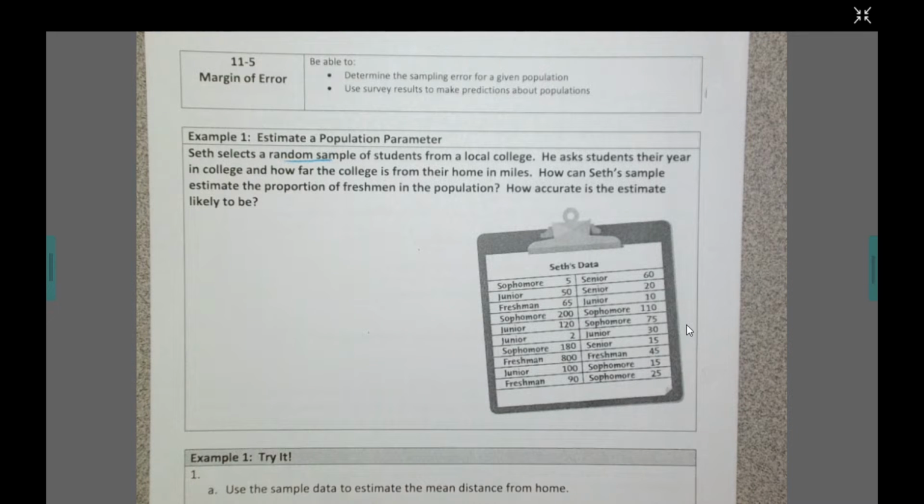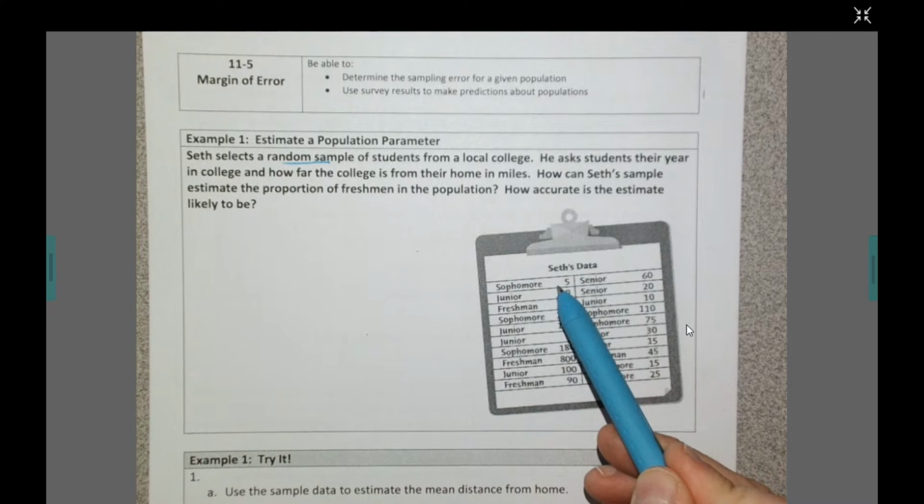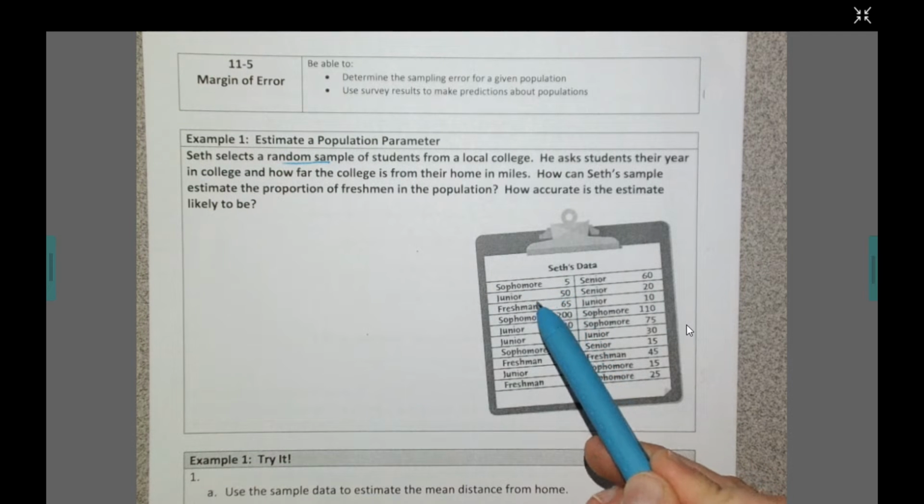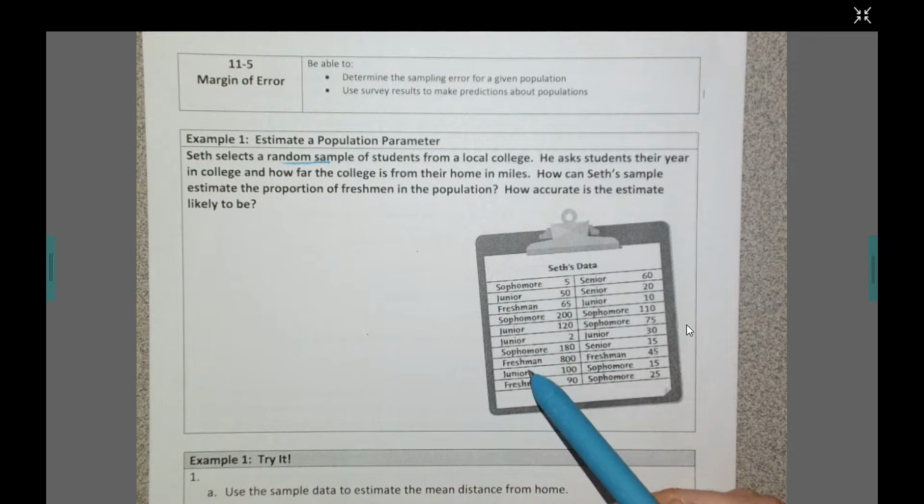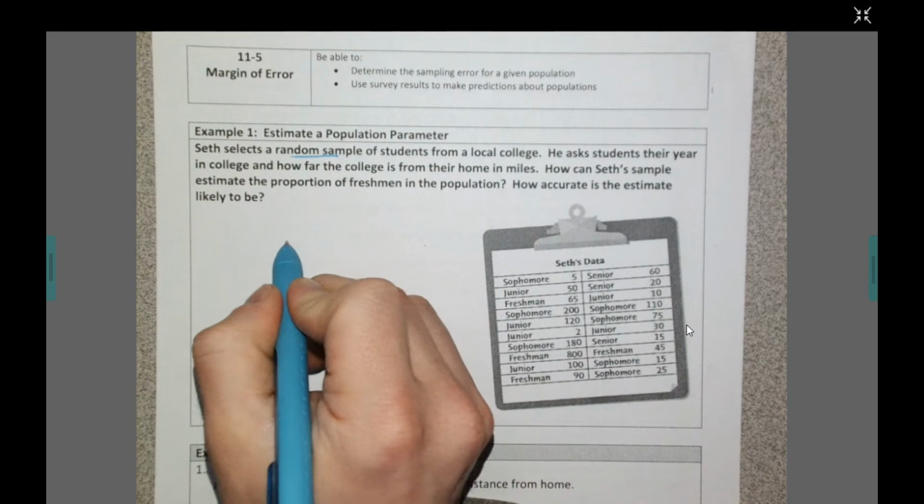I want to know, how can Seth's sample estimate the proportion of freshmen in the population? So with this, what we could do is first off figure out how many students he sampled. So he did 1, 2, 3, 4, 5, 6, 7, 8, 9, 10. So he did 20 students. We're going to throw that down below.